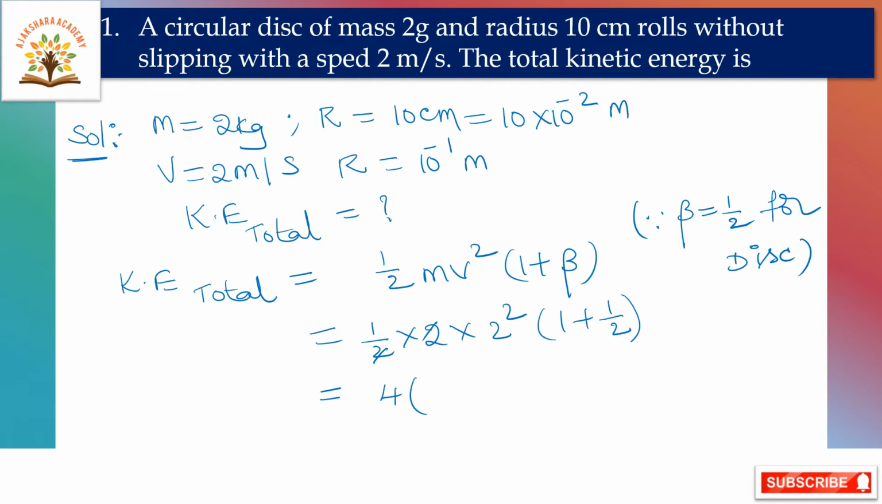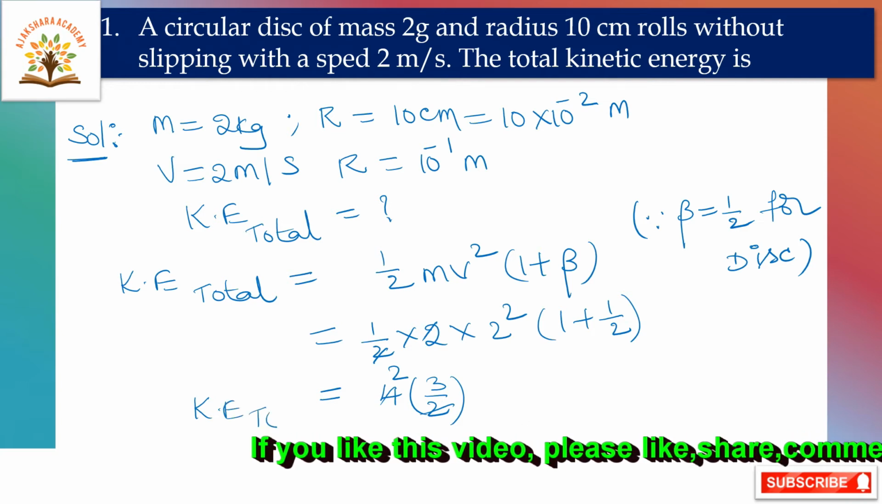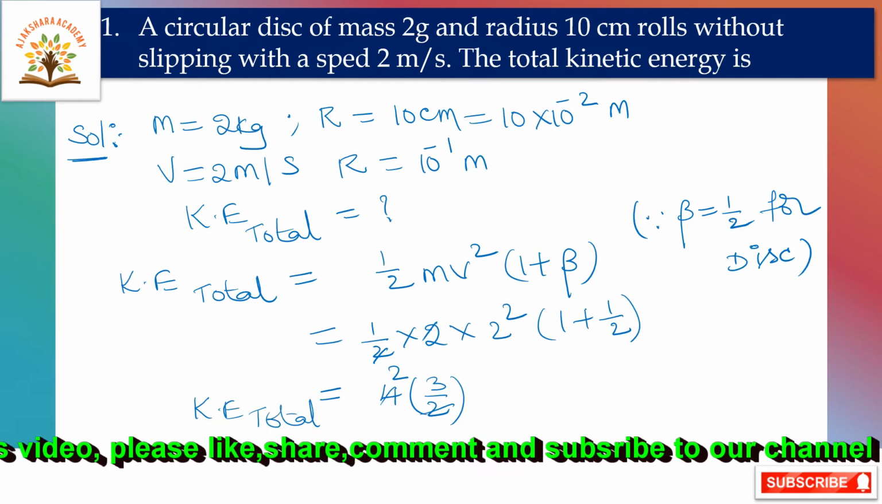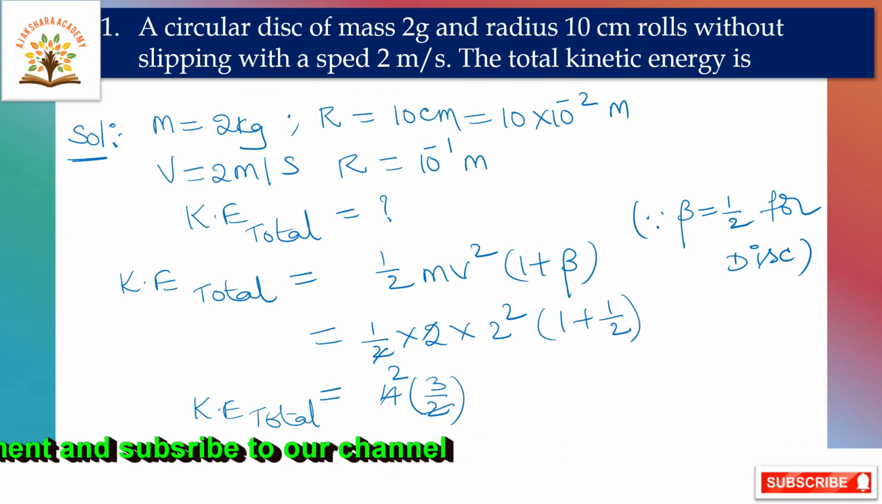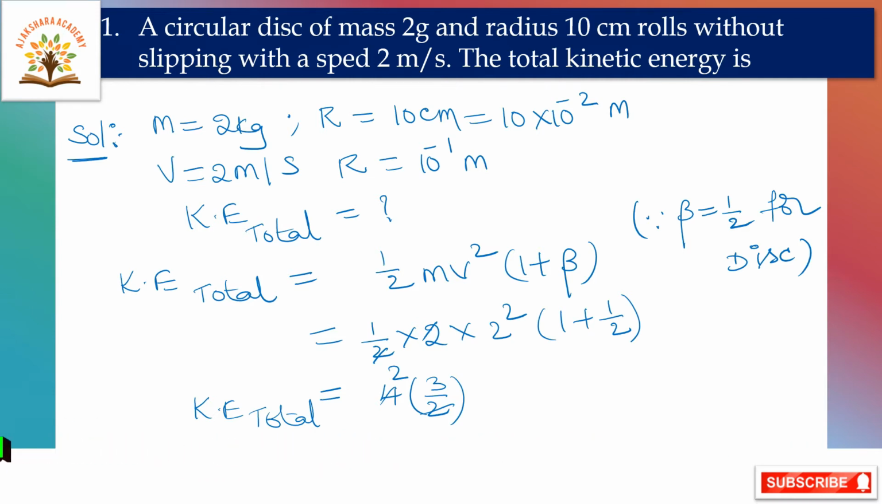LCM, 3 by 2. 2 gets cancelled. So total kinetic energy, 2 ones are 2, 2 twos are 4. Total kinetic energy KE total is equal to 3 twos are 6 joules. So therefore total kinetic energy is equal to 6 joules. Okay, next we will go to the next question.